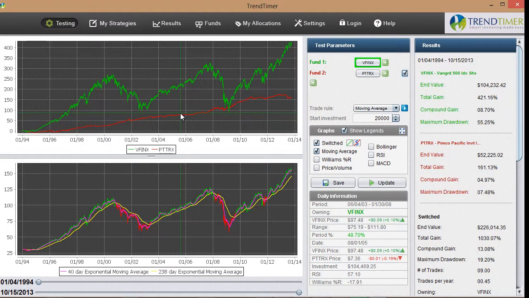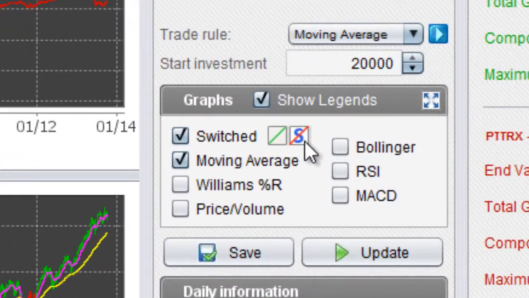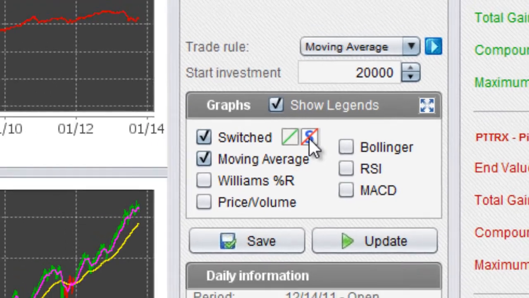And we can see what the result of this would be by activating the switched graph. And the switched graph activation button is here. It's turned off right now. It's the S with a line through it. But if I click on this, I can turn it on.